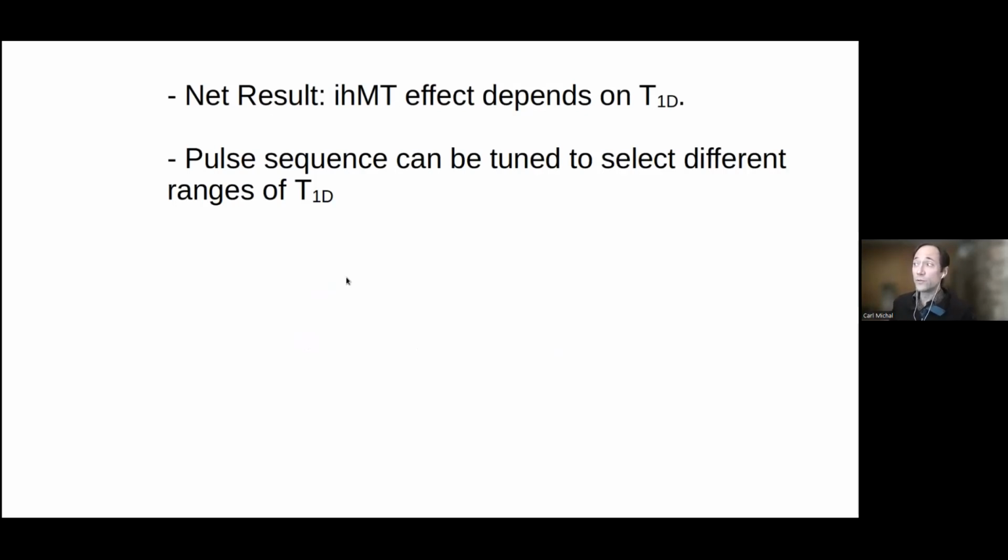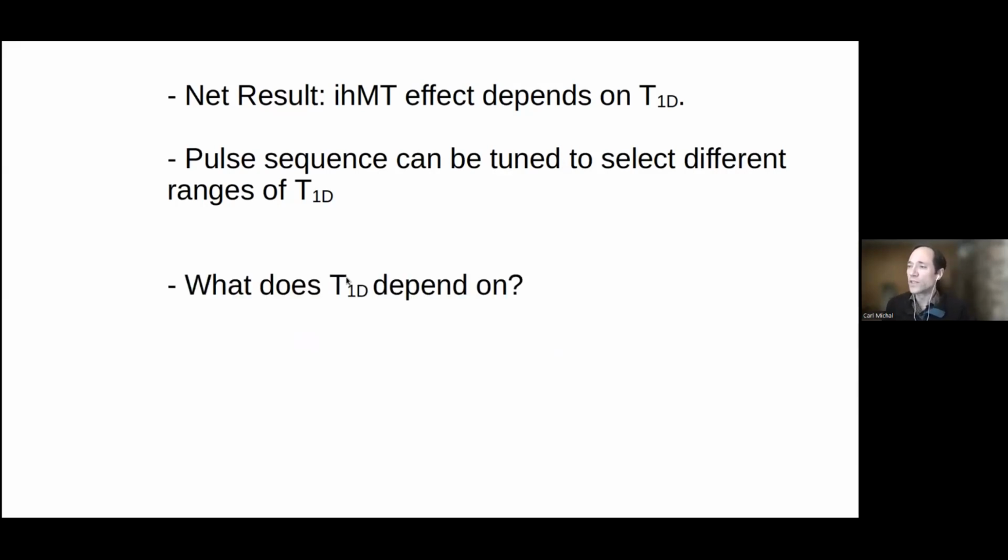Pulse sequences can be tuned to select different ranges of T1D. There have been some very clever experiments by other groups to build pulse sequences that do these ihMT experiments in ways that can select for either narrow ranges or broad ranges of T1D values. And there's potentially lots of interesting experiments that can be done with that.